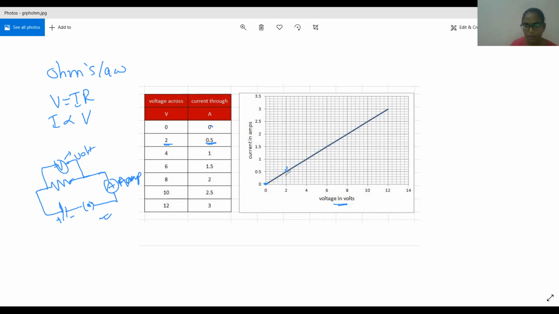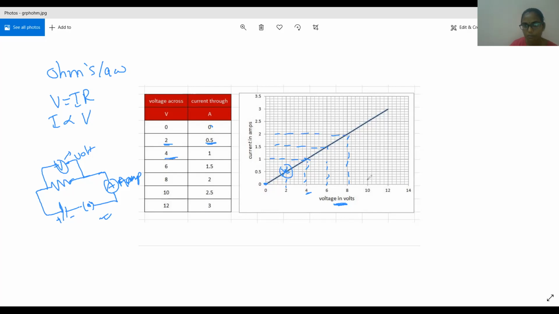You can see here 0.5. This line indicates the voltage and this line is the current. Voltage 2 with current 0.5 is the first point. And the second, when the voltage is 4, the current is 1. Again, we increased the voltage to 6, and the current is 1.5. Like that, if you increase the voltage linearly, the current also increases linearly.